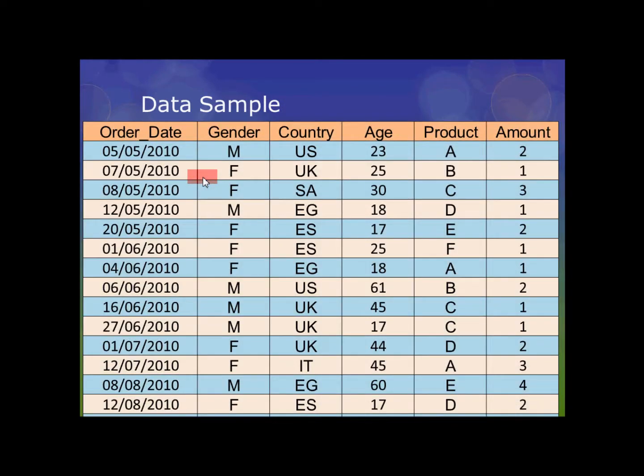Okay, so for example, if we have this data about sales, we sell products A, B, C, E, and F. Okay, we sell this product to people during some dates. People are known in which country they came from, the age, the gender, and the amount they bought. Okay, so usually people try to do just simple analysis of how much has been sold in this month and that month. So they accumulate or just aggregate the information in this way.